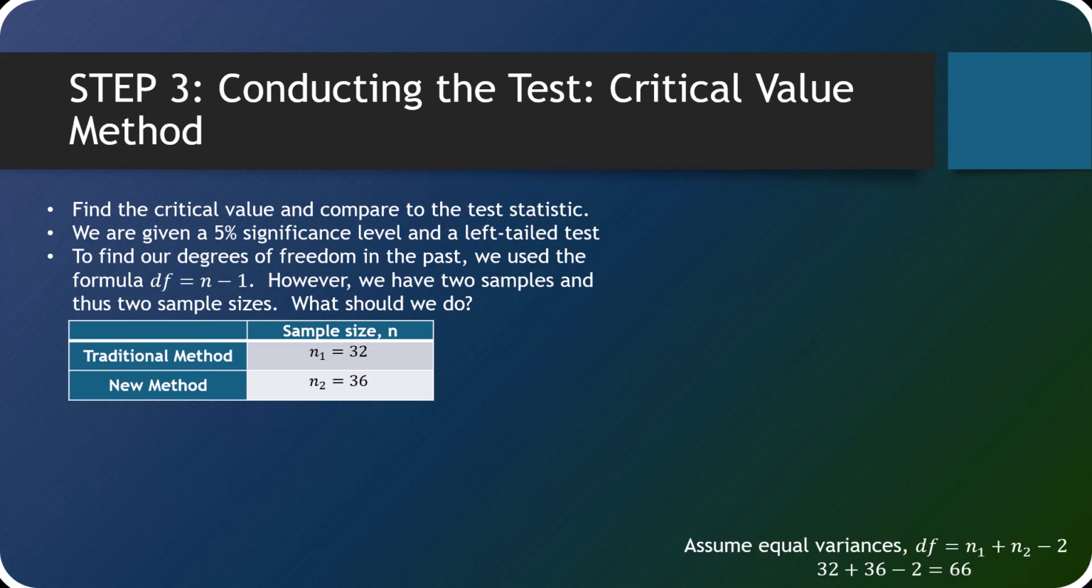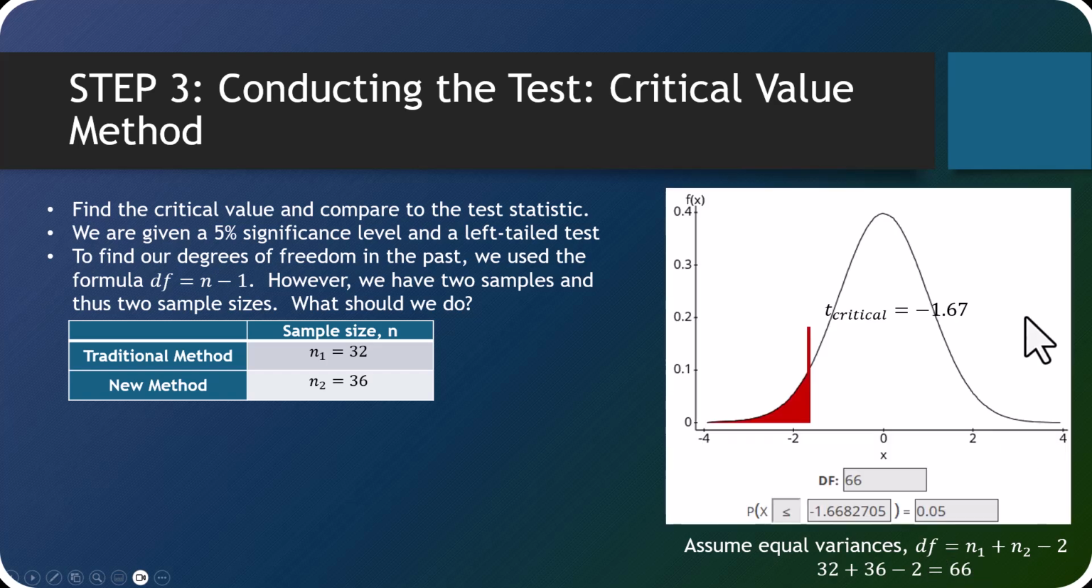Well, as I mentioned before, if we can assume equal variances, we can use this formula. So we're going to take n1, which is 32, plus n2, which is 36, and then subtract 2. So that's going to give us 66. So that's our degrees of freedom. And when we plug that into a t calculator, we find that the critical value is about negative 1.67.